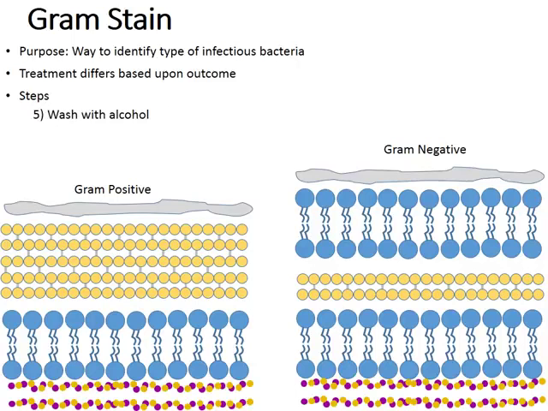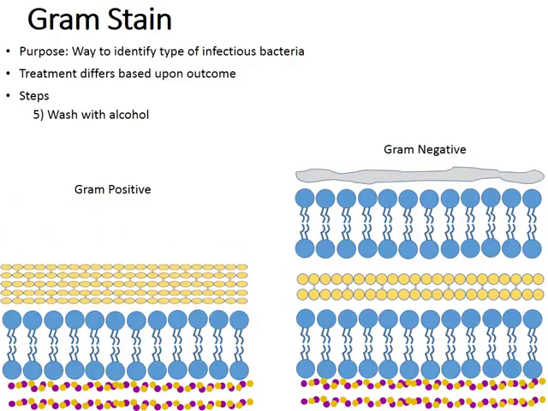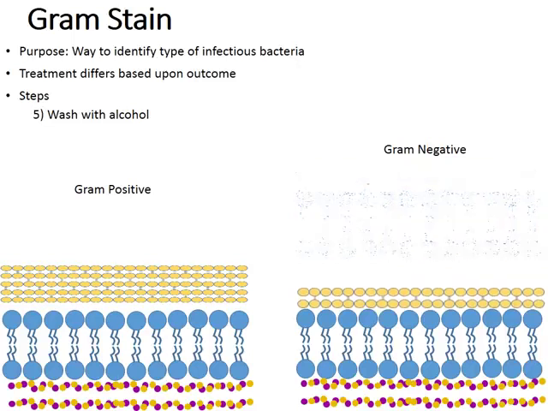So the next step is to wash the bacteria with alcohol. Alcohol is a destaining chemical. And watch what happens to the gram-positive bacteria on the left. The cell wall will shrink and the capsule gets dissolved and washed away. Now for the gram-negative on the right, the same thing with the cell wall. The cell wall shrinks, but notice how the capsule and the outer layer, the outer phospholipid bilayer, were washed away. This is because of the dehydrative nature of alcohol.